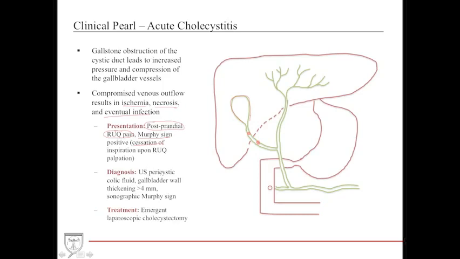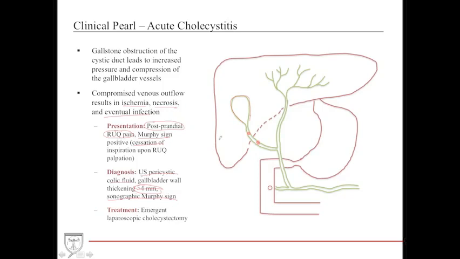You can also diagnose acute cholecystitis with an ultrasound, which shows pericholecystic fluid and gallbladder wall thickening of greater than 4 millimeters, as well as a sonographic Murphy sign, in which instead of using your hands to push down on the right upper quadrant, you take the ultrasound probe and push down.